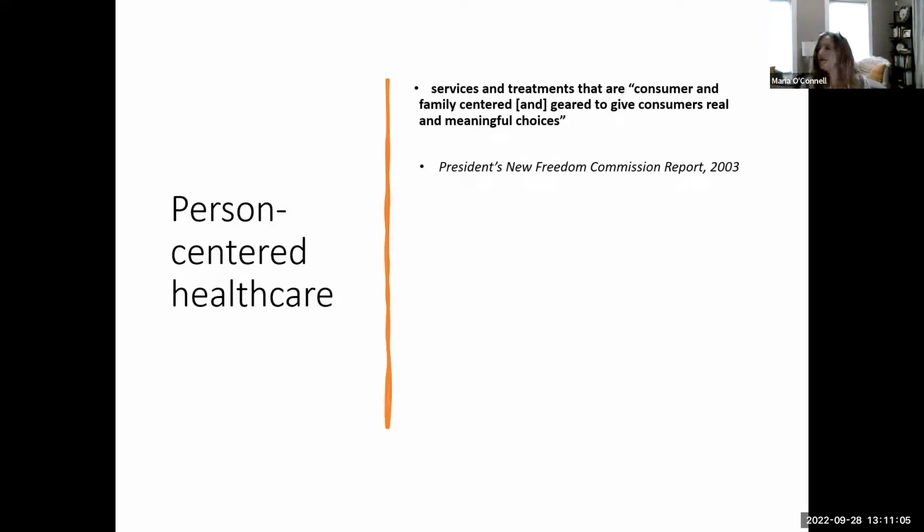Just the main thing about person-centered healthcare is that shared decision-making is probably one of the most, if not the most, important element of a person-centered healthcare system. You cannot have a person-centered healthcare system without shared decision-making.